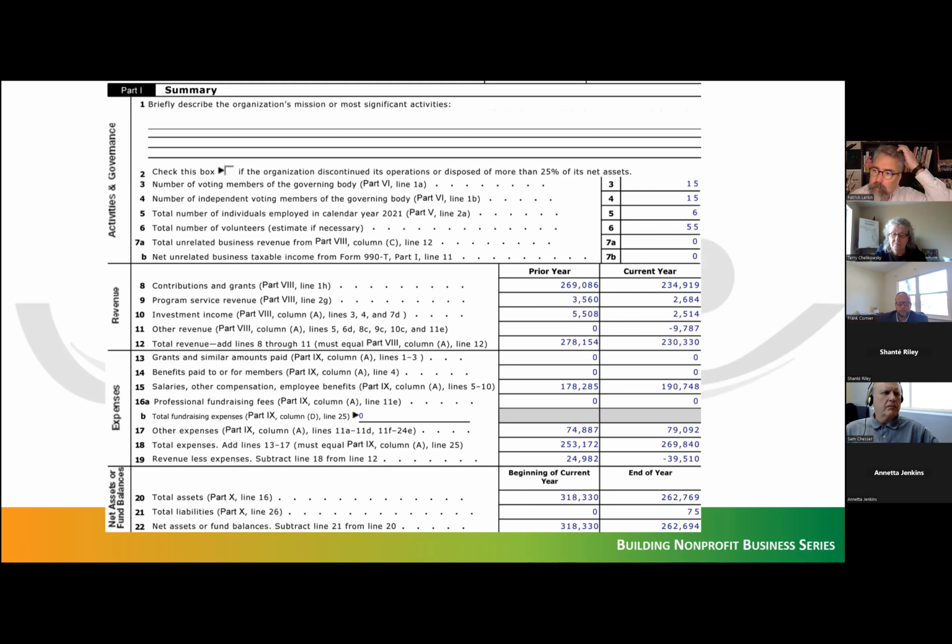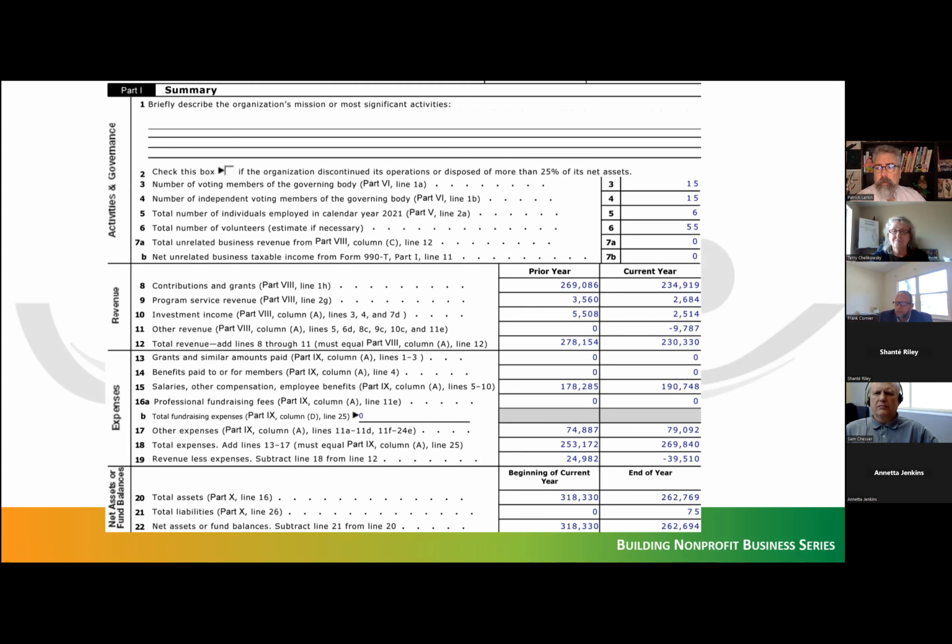The rest of the summary talks about the number of voting members of the governing body, the number of independent members of the governing body, the number of employees, the number of volunteers. You don't need to be exact, particularly with the volunteers. You can put in an estimate with regard to that. But this is as of the end of your fiscal year.